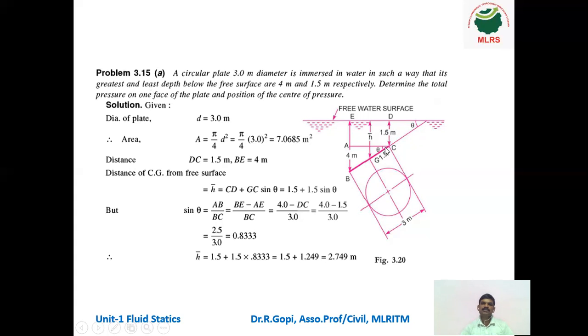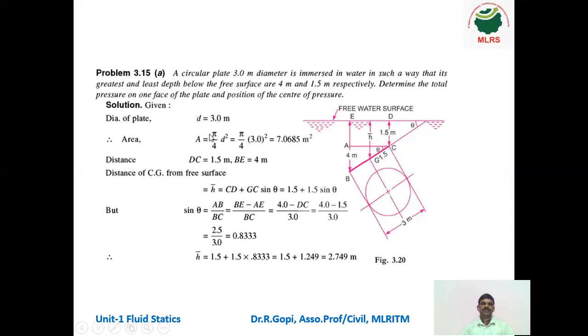A plate is immersed at some angle theta. This is your upper edge. This upper edge is 1.5 meter, that means this edge in the circular section is located 1.5 meter from the free water surface, and the lower edge is 4 meter from the free water surface. That means the BE value is 4 meter and the DC value is 1.5 meter.